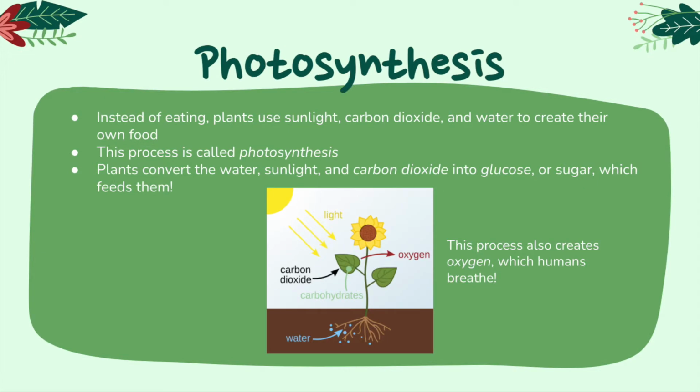So we know that in order for us to have energy, we have to eat food. But plants can't eat food, so how do they generate energy? Plants do a really cool thing called photosynthesis, which uses sunlight, carbon dioxide, and water to make their own food. Plants convert all of these things into glucose, which is just a fancy word for sugar, which feeds them. This process generates oxygen, which humans use to breathe.